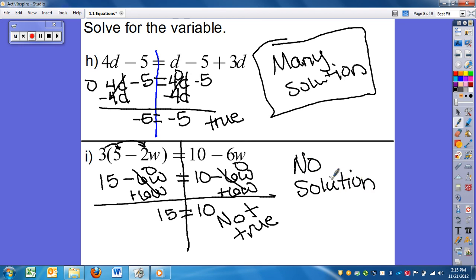I can be here for the rest of my life trying to find a number that would make the two sides equal, and there is just not any. So your final answer is no solution.